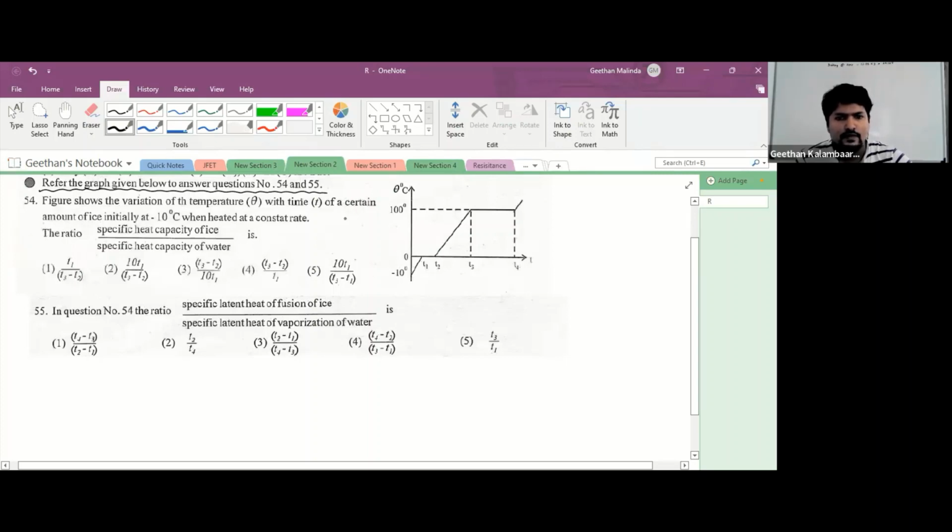So first we need to take a look at where you have ice, where you have water and all. This is ice. And this is water. This is steam. Now we know where ice, water and steam are.